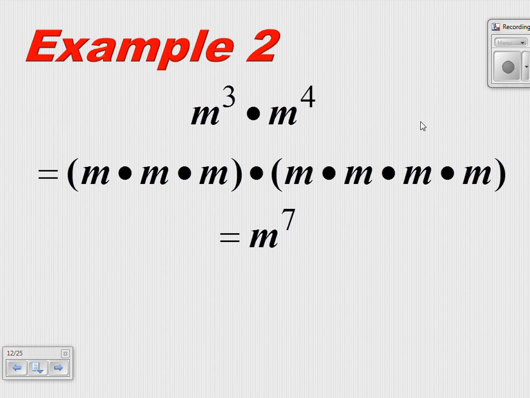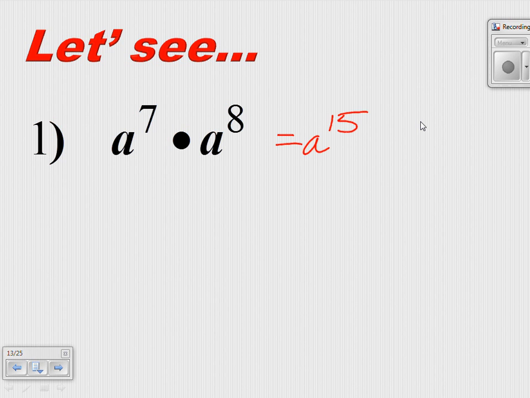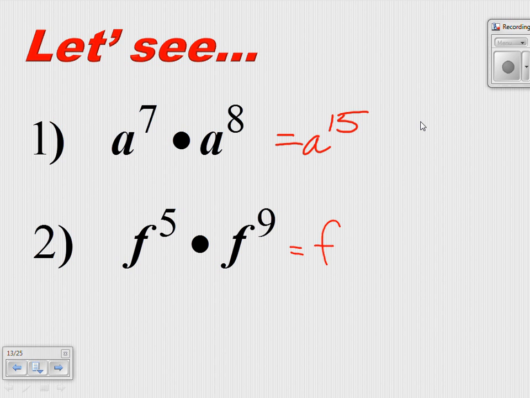Let's see if you truly understand this. Number 1, a to the 7th times a to the 8th. Using what I figured out before, what would my answer be? If you said a to the 15th, you are correct. How about number 2? f to the 5th times f to the 9th. Again, all I'm doing is adding my exponents. Therefore, my answer will be f to the 14th.